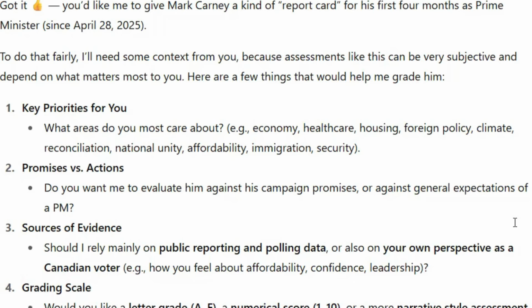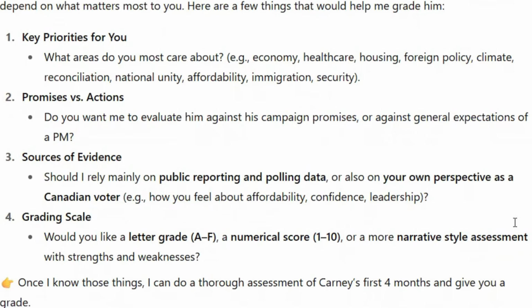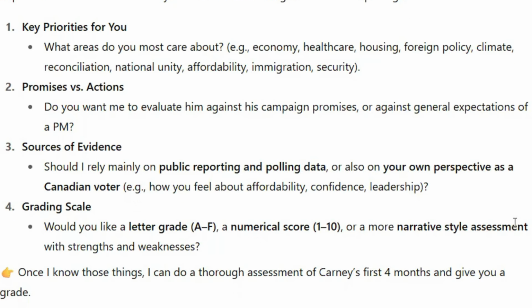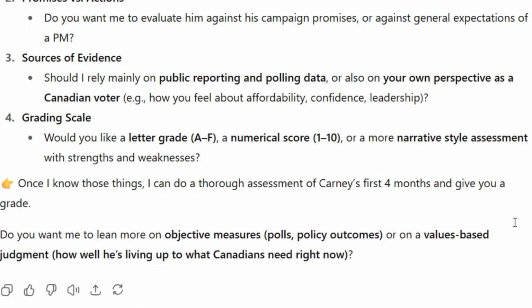Do you want me to evaluate him against his campaign promises or against general expectations of a PM? Should I rely mainly on public reporting and polling data, or also on your own perspective as a Canadian voter? Wow. Grading scale. Would you like a letter grade A to F, numerical score 1 to 10, or more narrative style assessment on strengths and weaknesses? Once I know these things, I can do a thorough assessment of his first 4 months and give you a grade. Do you want me to lean more on objective measures or on a values-based judgment? How well he is living up to what Canadians need right now.